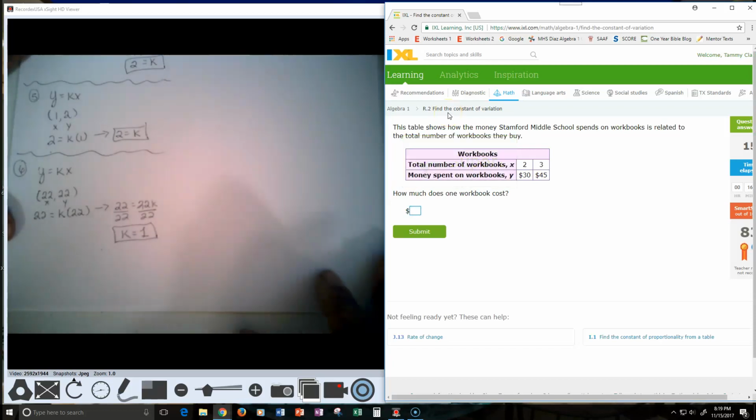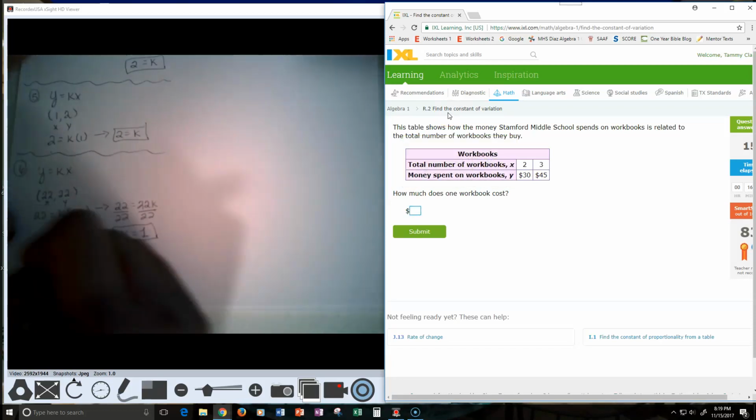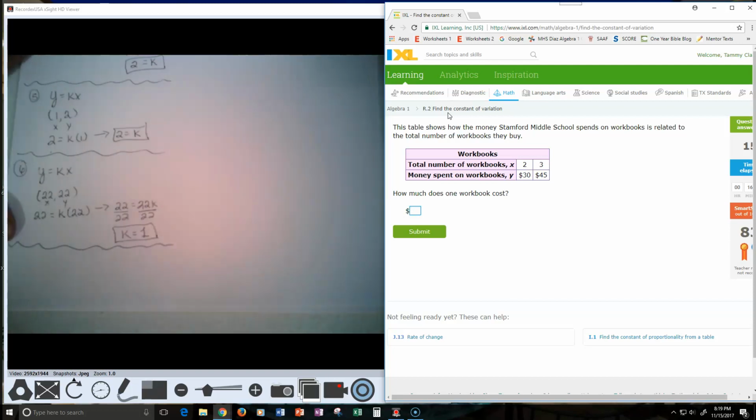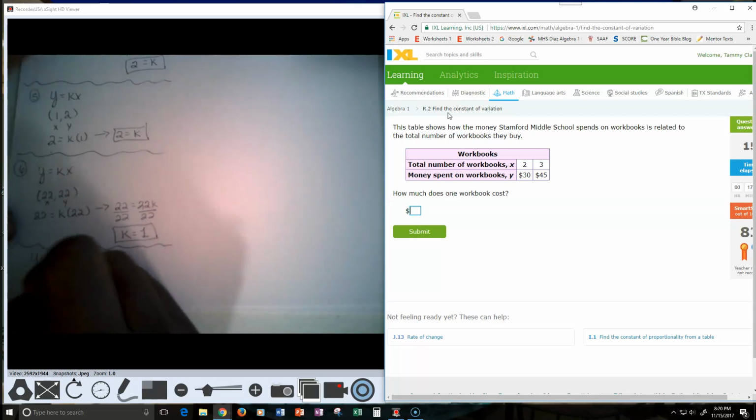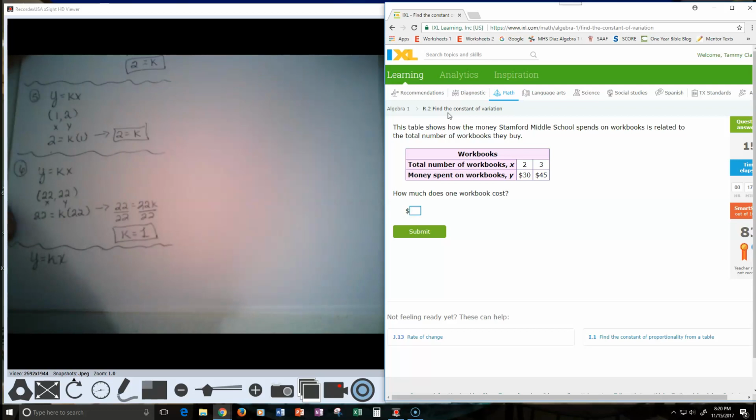Here we have a table. So I'll work with this one, and this will be the last one that I do in R2. This table shows how the money Stanford Middle School spends on workbooks is related to the total number of workbooks that they buy. So our X is the total number of workbooks. Our Y is the money they spend. So again, you're still using constant of variation, and you have your X and your Y.